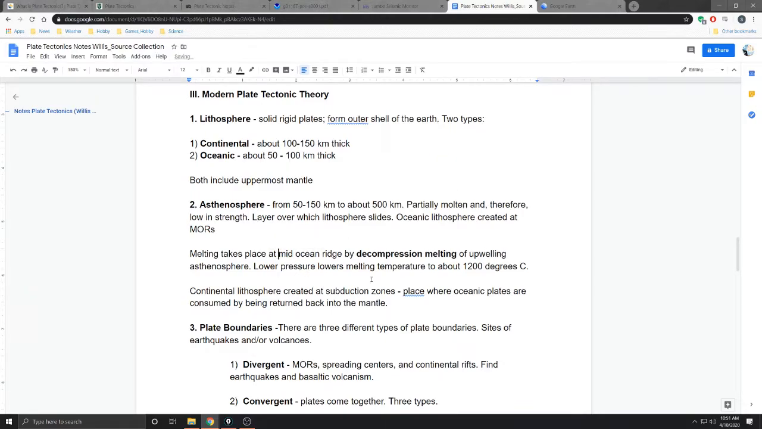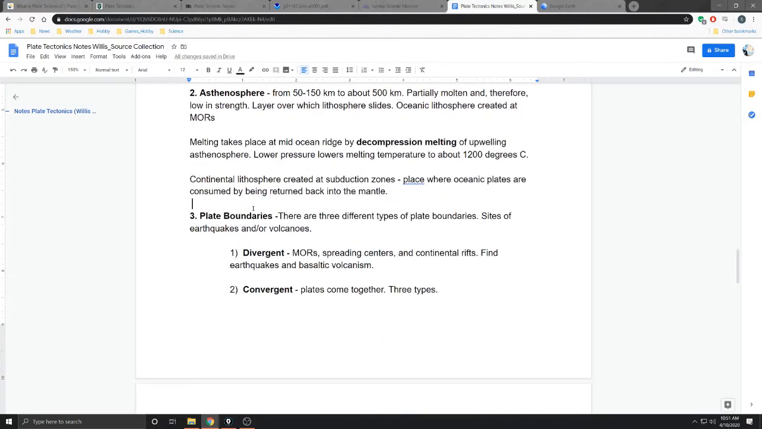The melting is going to take place at the mid-ocean ridge by decompression melting. Whenever you deal with water, you deal with pressure, and you can change the melting points of some things. Again, another highlighted word, I'd like you guys to add that into your FOSS notebooks, or you can type it on a Google document, guys. I know we're trying to work through this here. I just want to give you guys some more science as we move through this.